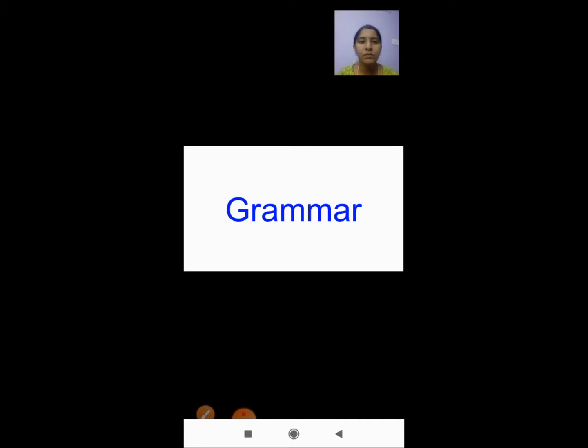Today I'm going to teach a new topic from grammar. This will be the second topic. The topic name would be one and many. This we have already studied, but we are going to see some new things here. The topic is one and many.